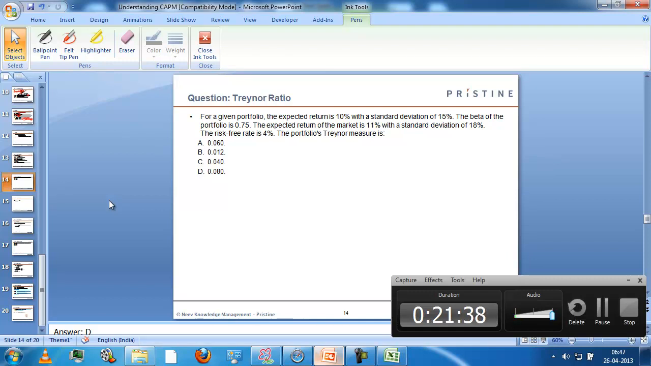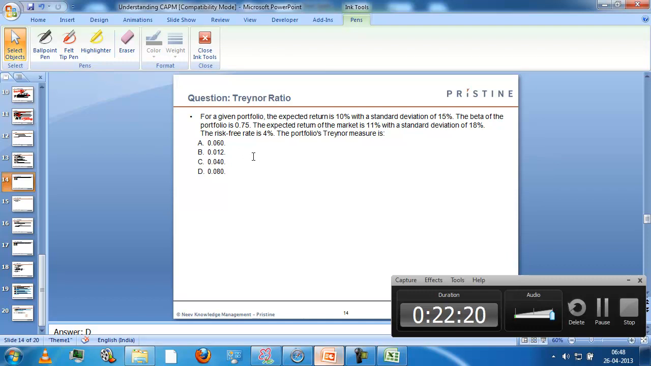So we'll take an example to understand the Treynor ratio more clearly. So in this question, actually very simple question to solve if you know the formula of Treynor ratio. If you're aware of the Treynor ratio formula, then this question can be very easy. So I would suggest that you should go through these formulas, because these questions can be very straightforward and there's a high chance that it can come in your FRM exam.